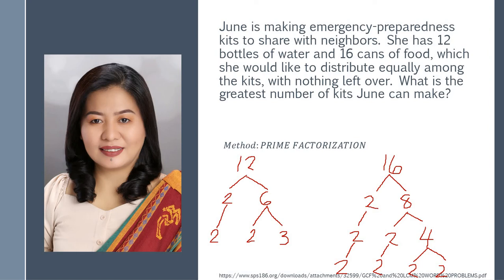But we are only going to take those factors that are the same with the other number. So that's only 2 and 2. In this case, if we go back to our problem, the greatest number of kits that June can make with 12 bottles of water and 16 cans of food is only 4. So we have 4. That is applying the prime factorization. Let's see if we will have the same answer using another method.